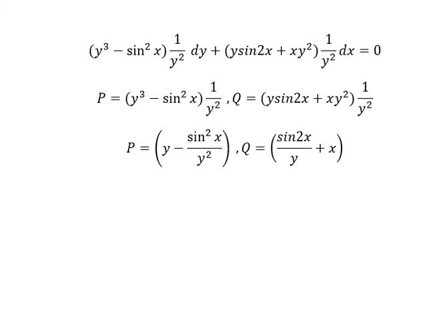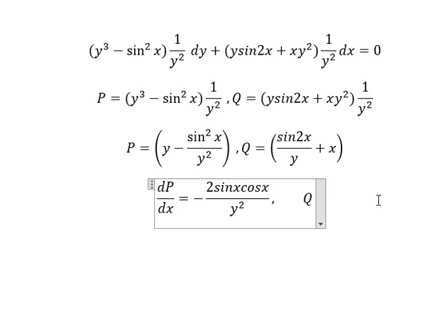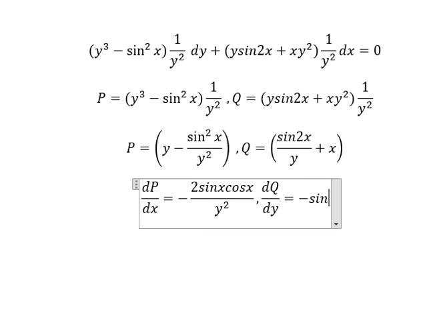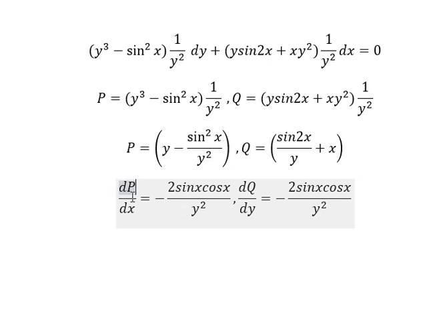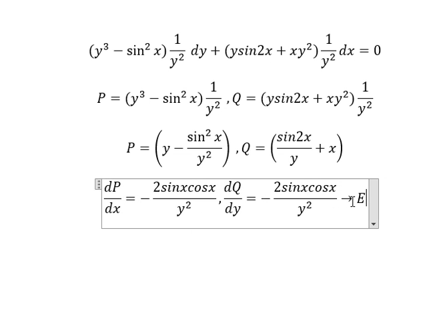So we have dy. That means we find first the derivative of b with respect to y. So we have negative 2 sine x cosine x over y squared. This one we have dq over dx equals to negative sine 2x over y squared. And we know that sine 2x is about 2 sine x cosine x. And we see that this one is the same as this one. So that should be exact.